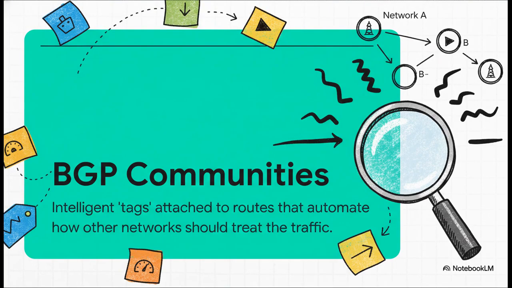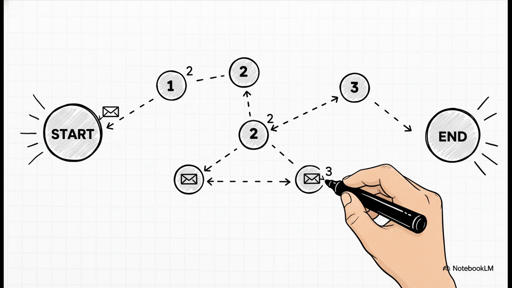But there's an even more powerful tool in the toolbox called BGP communities. The easiest way to think of these is like digital tags or sticky notes that you can attach to a route as it leaves your network. These tags are like little instructions for other networks. They can automatically tell a neighbor, hey, when you see this tag, handle the traffic this specific way. It's like sending a set of automated instructions along with your data, which is a huge deal for managing traffic on a global scale. And of course, this technology never stands still.